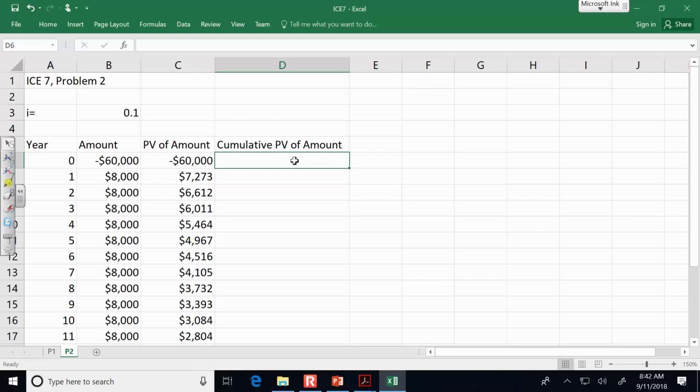Okay, now this is this cumulative present value of amount. This next step is going to blow your mind. It's the most mind-blowing thing you're ever going to see. All right, so hold on to your hats. If you're wearing a hat, hold on to your hat.